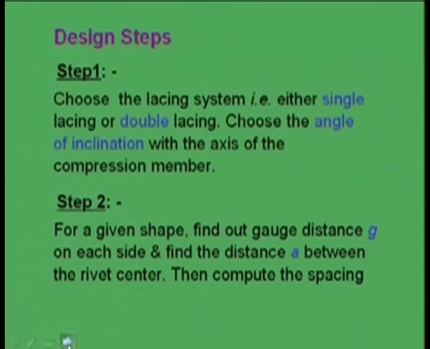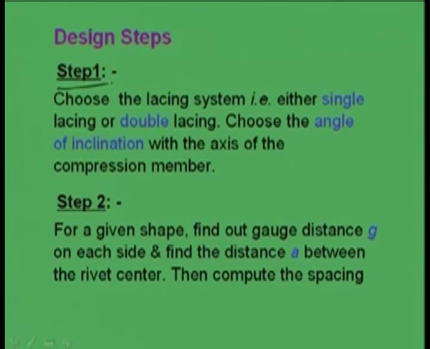So, in the last lecture we have discussed design steps. Those steps I would like to remind again, because these steps will be required for working out the example. First, what step are we making? Choose the lacing system, that means either it is a single lacing or double lacing, that we will first choose. Then we will choose the angle of inclination with the axis of the compression member. So, this is the first thing we will decide, whether it is double lacing or single lacing, then we will decide some angle of inclination.